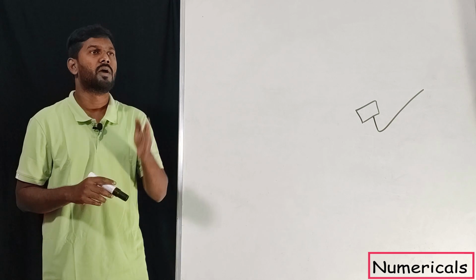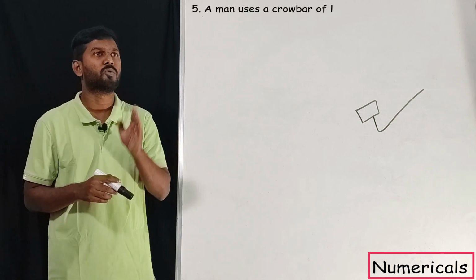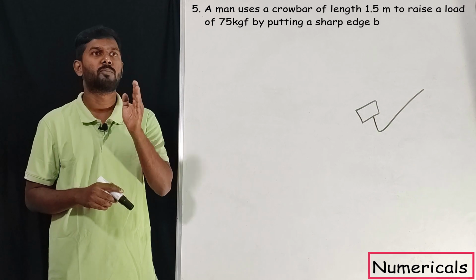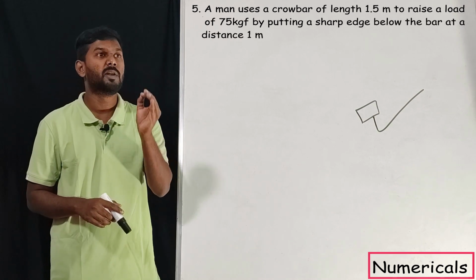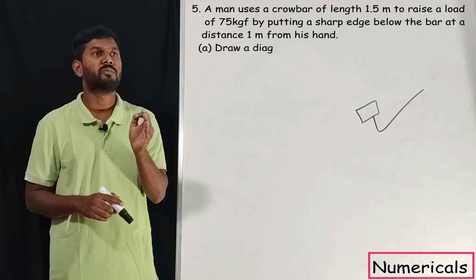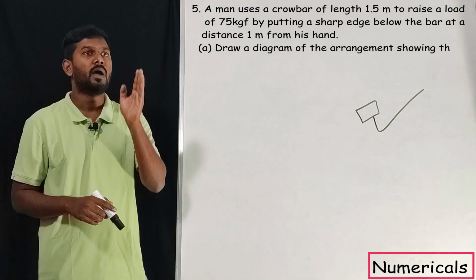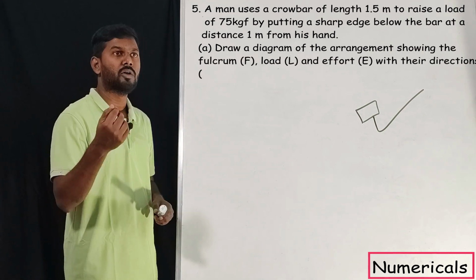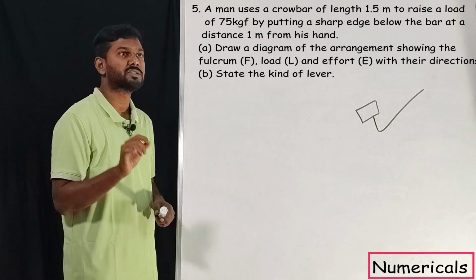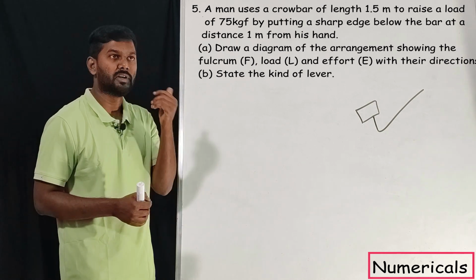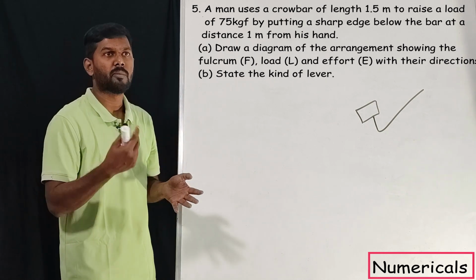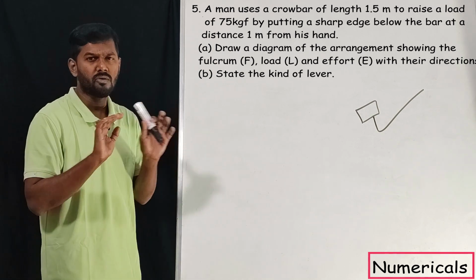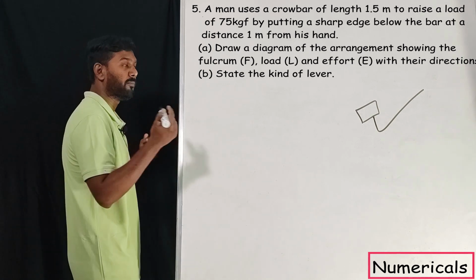Question number 5. A man uses a crowbar of length 1.5 meter to raise a load of 75 kgf by putting a sharp edge below the bar at a distance 1 meter from his hand. Draw the diagram of the arrangement showing the fulcrum, load, effort with their direction. State the kind of lever. Calculate load arm, effort arm, mechanical advantage, effort needed. All these things are very easy. First we will write the given data.